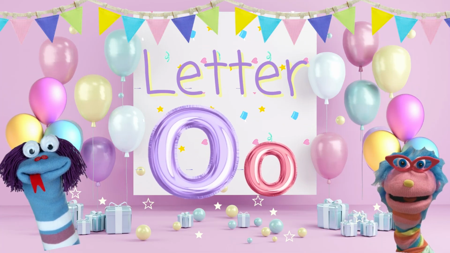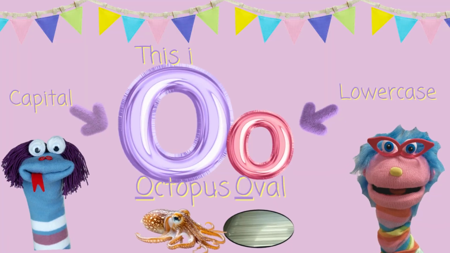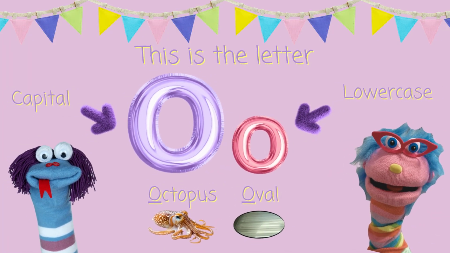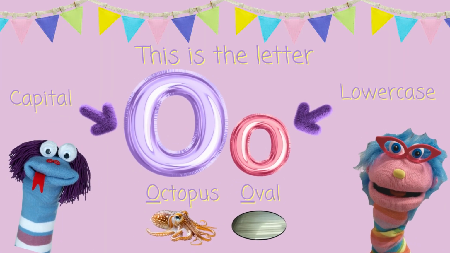This is the letter O. Can you say O? Good job. All letters come in pairs. There is a capital letter and a lowercase letter. Some letters can look different, but still be the same letter.